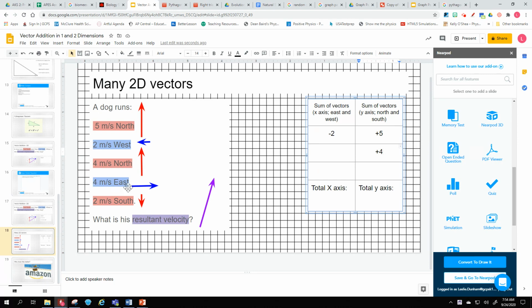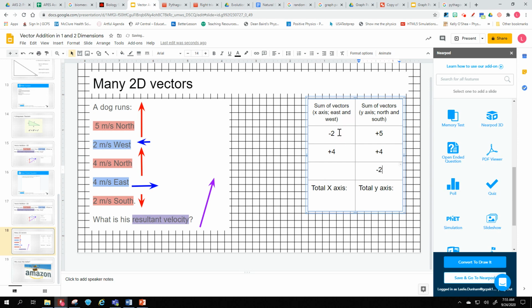And then I've got 4 meters per second east. East is on the x-axis, going horizontally, and that is positive. So on my x-axis side, I'm going to put +4. And then my very last one, 2 meters per second south. South is in the y direction, on the y-axis of my graph, and it's in the negative direction because it's south, so I'm going to put -2.